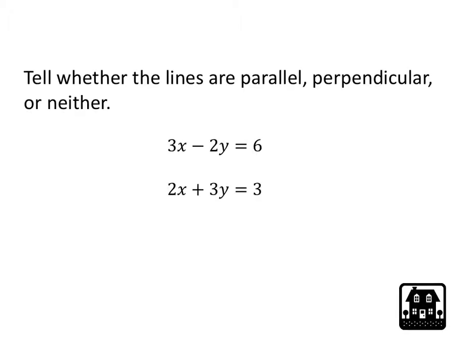If lines are parallel, that means they have the same slope. For instance, a line that looks like this and another line that looks like that, they have the same slope. They have the same pitch. They're never going to intersect.